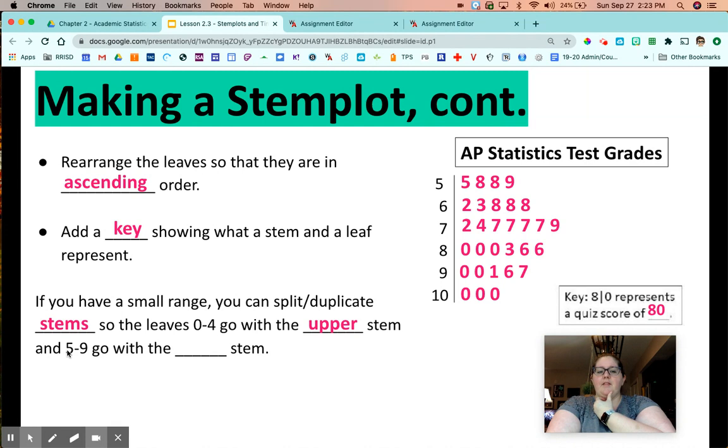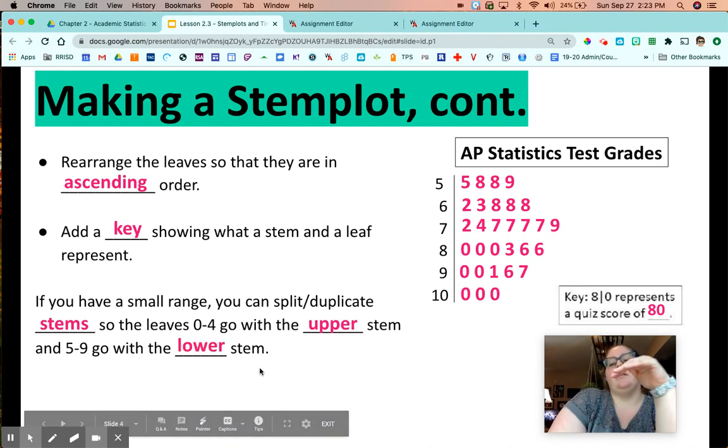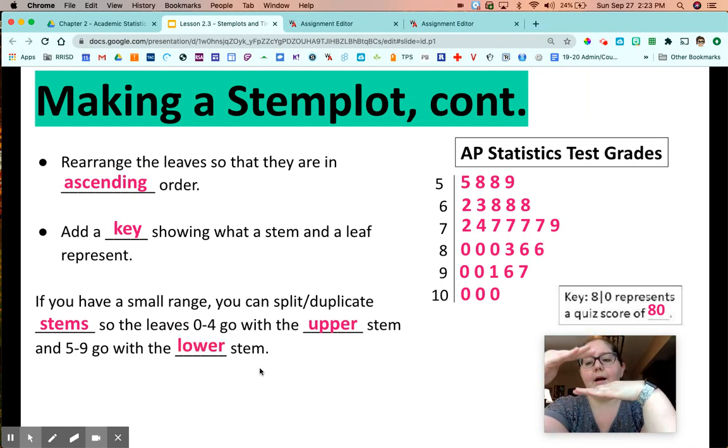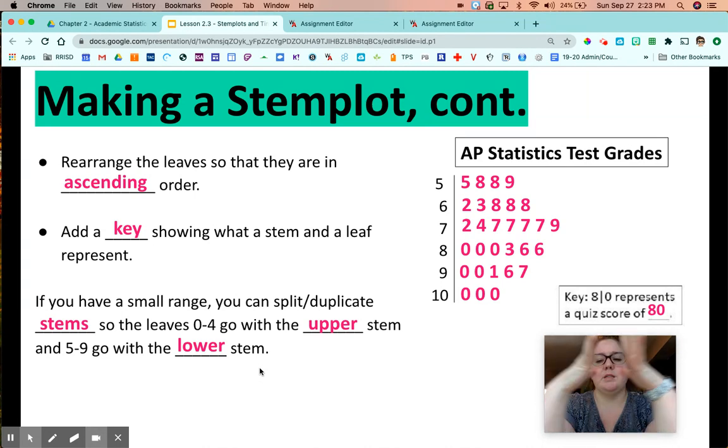And then if the leaf is a 5 through 9, we put it in the lower stem. And that just splits up the row even further to help us spread out the data more.